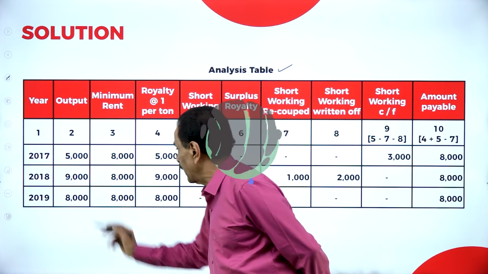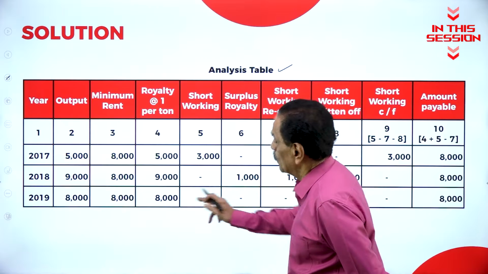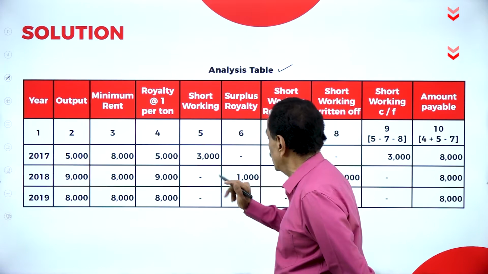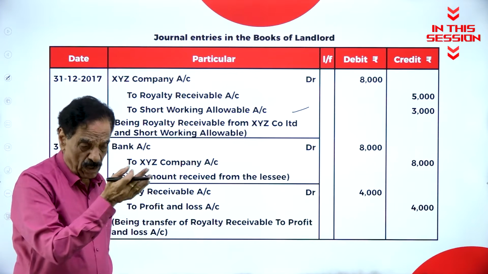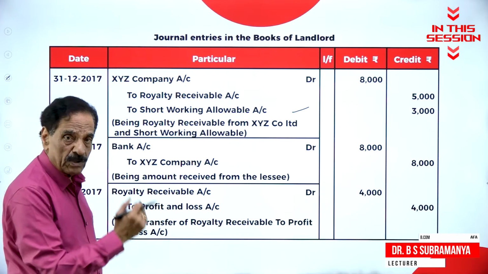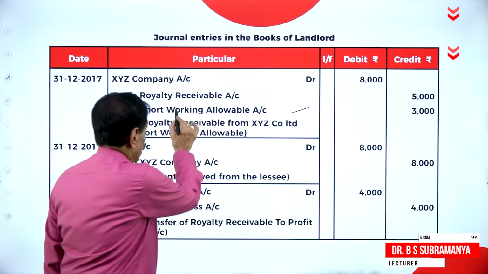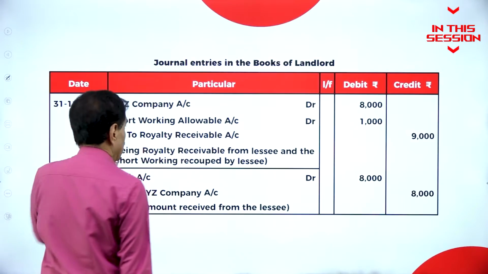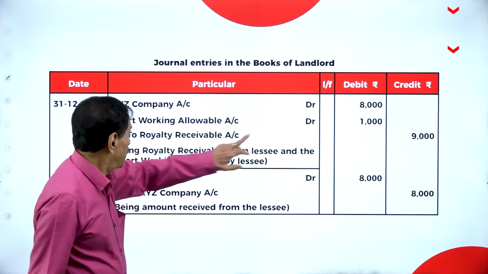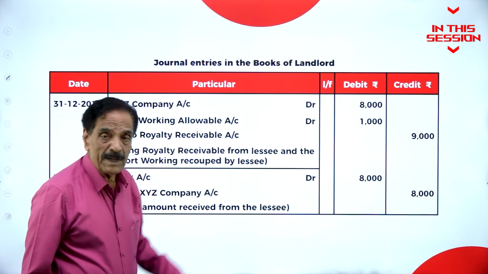What's your output? 5,000. Minimum rent 8,000. Royalty per ton 1 rupee. 5,000 into 1 is 5,000. There was a shortage of 3,000. Lessee account debit to royalty receivable, short working allowable. XYZ company account debit to royalty receivable account, to short working allowable account. XYZ company account debit 8,000, short working allowable 1,000 to royalty receivable 9,000.